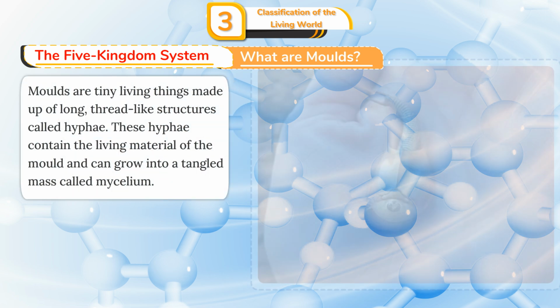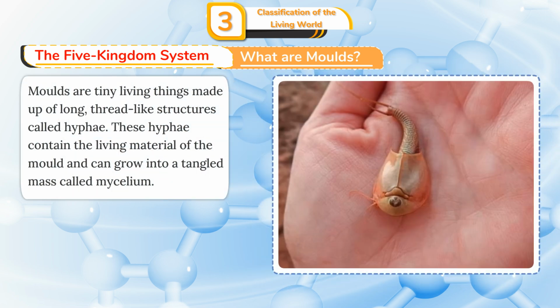What are molds? Molds are tiny living things made up of long thread-like structures called hyphae. These hyphae contain the living material of the mold and can grow into a tangled mass called mycelium.